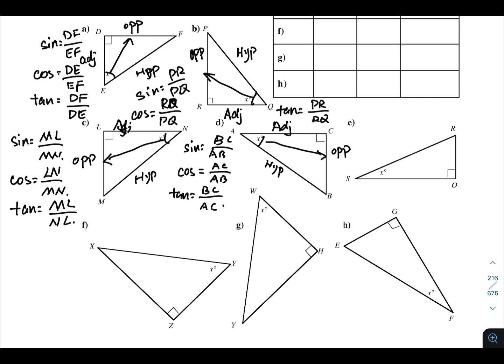And for E, this one is the angle, and this one is the opposite, the longest is the hypotenuse, and the last one is adjacent. The sine is opposite divided by hypotenuse, so it's RO divided by SR. The cosine is adjacent SO divided by hypotenuse SR. And the tangent is RO, opposite, divided by adjacent SO.